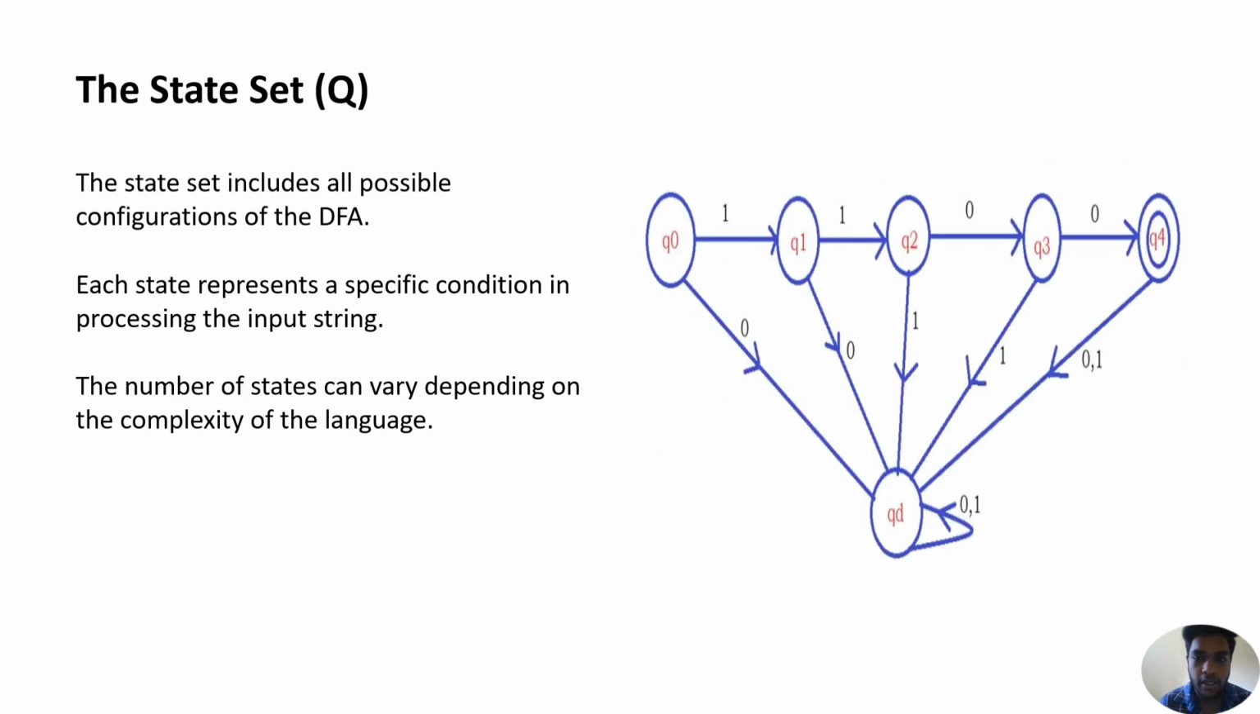The state set Q. The state set includes all possible configurations of the DFA. Each state represents a specific condition in the processing of the input string. The number of states can vary depending on the complexity of the language.